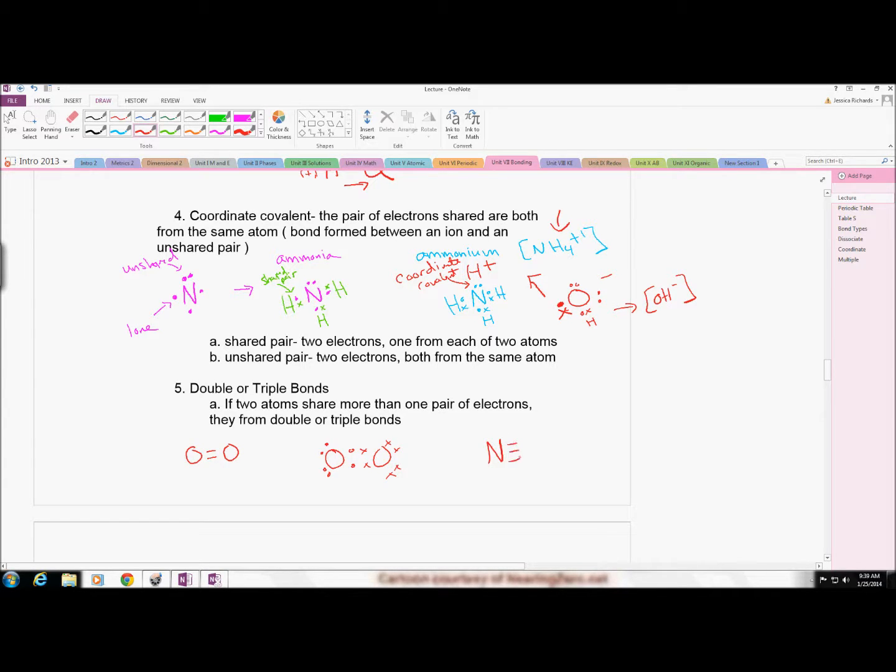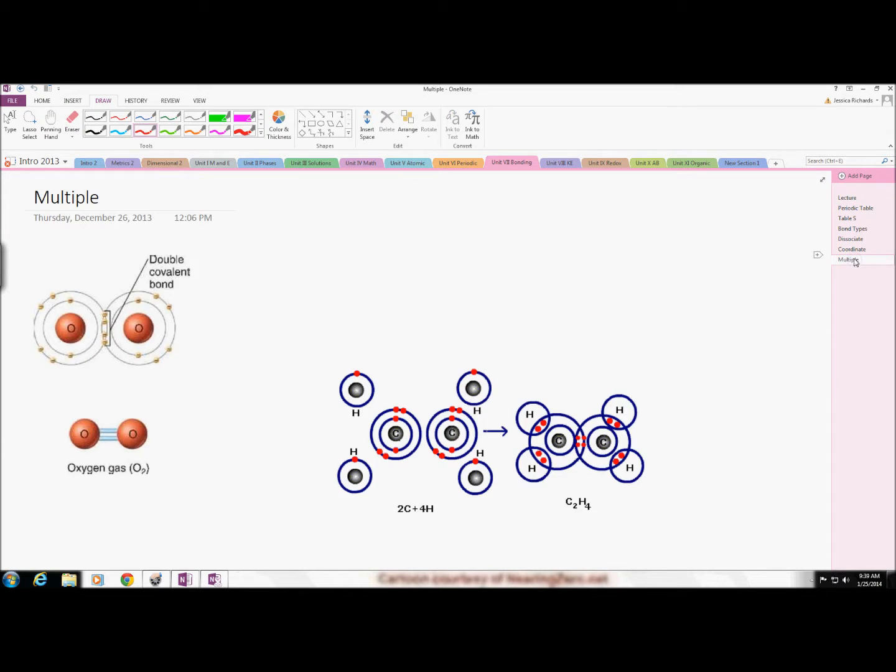Nitrogen makes a triple bond. We've learned that in the periodic table unit. For people who draw better than me, let's look at their multiple bonds. Here's oxygen. So you have their unshared pairs and your 2 lone electrons matching up. So here's your double bond. So we have 2 covalent bonds.